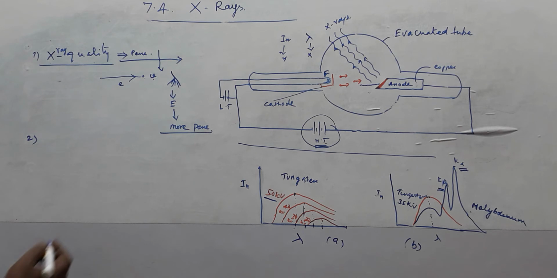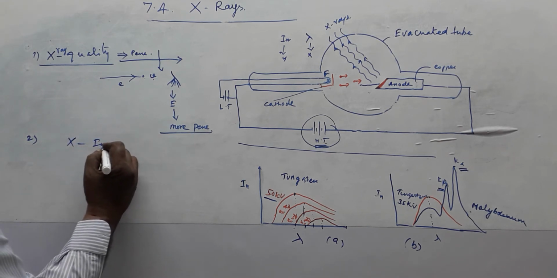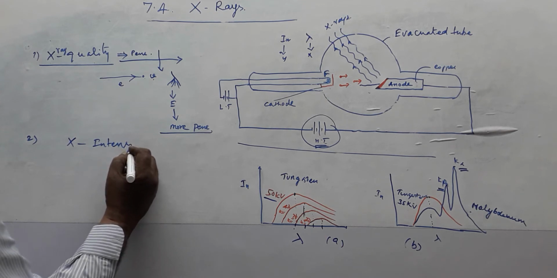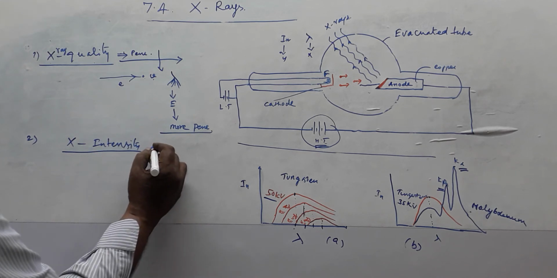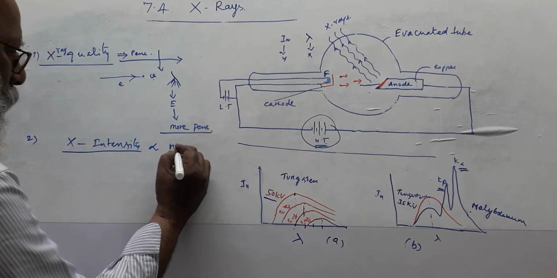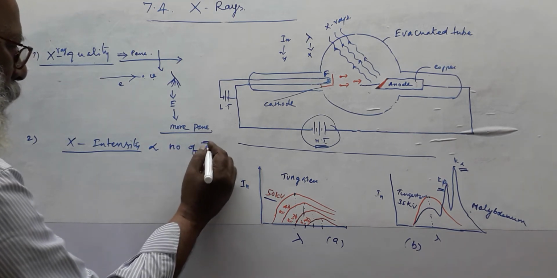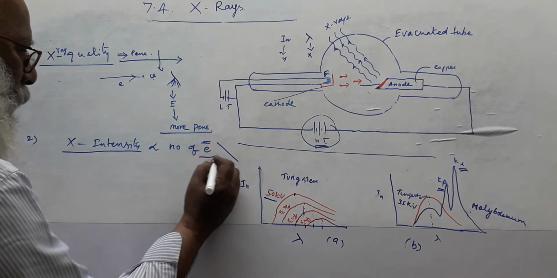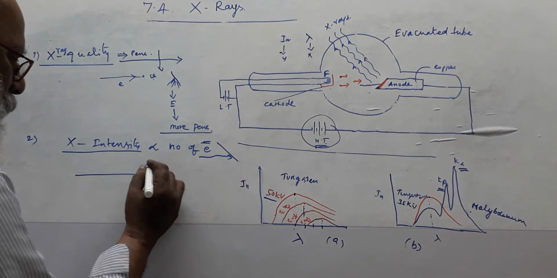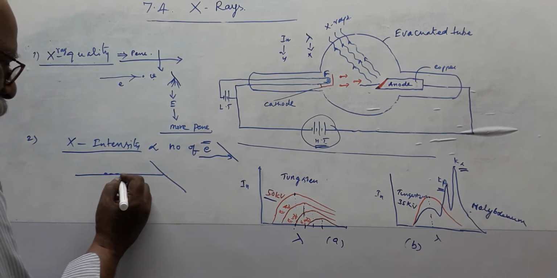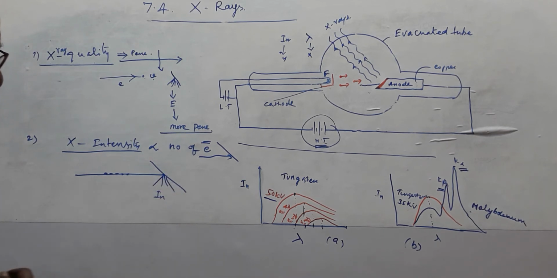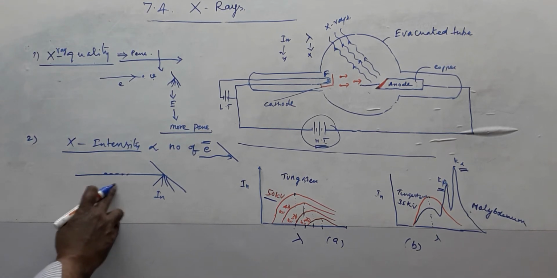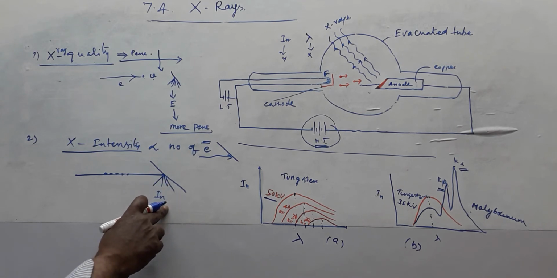Second point: the X-ray intensity depends on, and is directly proportional to, the number of electrons hitting the target. If more electrons hit the metal, more electrons hit the target, then there is a more intense beam. That is called intensity, which will be increased. If you decrease the number of electrons, then the outcoming intensity of the X-rays will decrease.